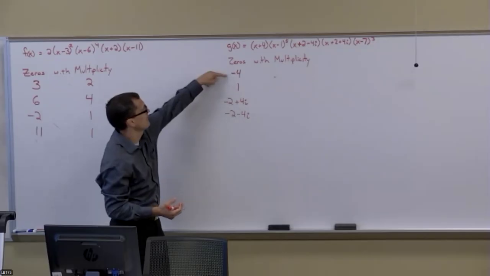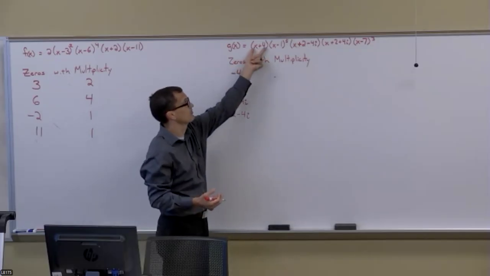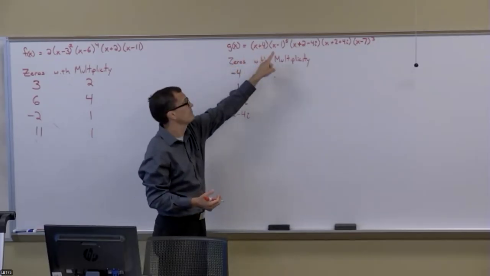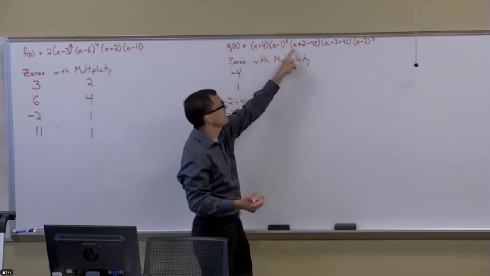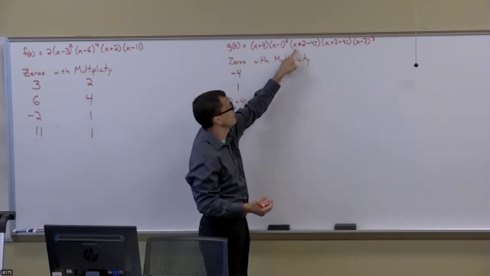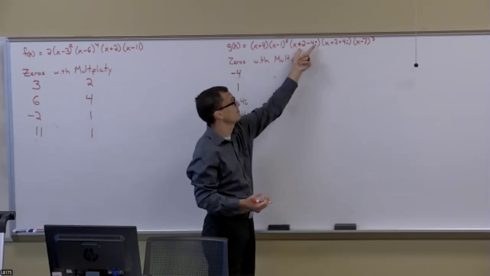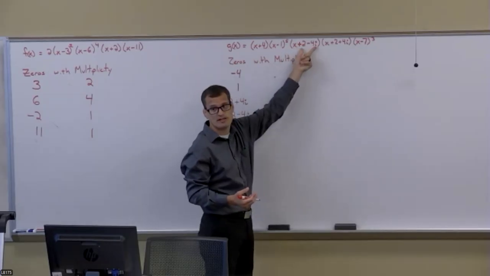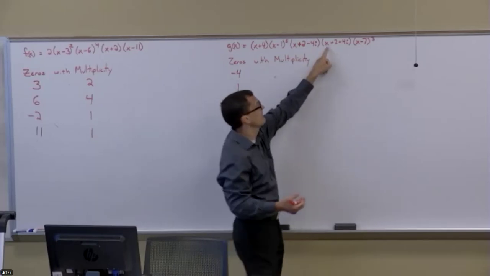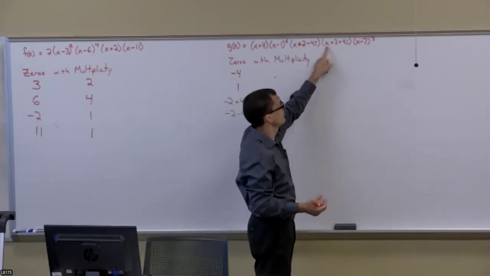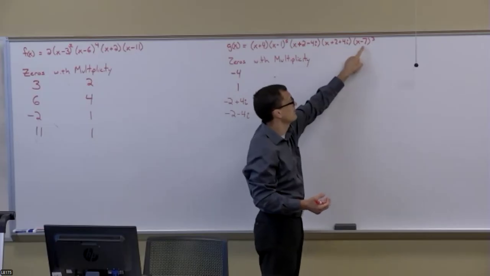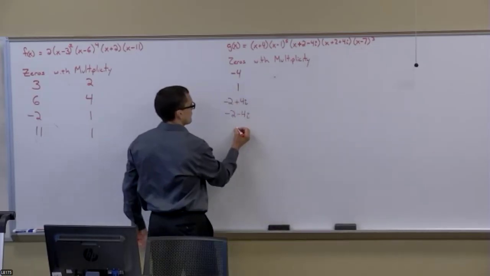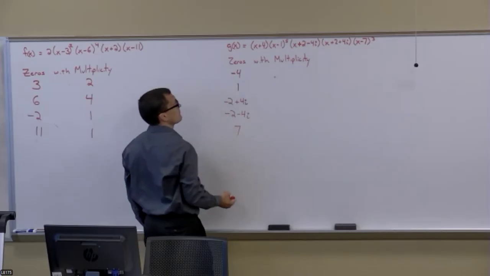If you plug in a -4 for x, it produces 0 there. If you plug in a 1 for x, it produces 0. Here, you'd have to plug in -2 and then a plus 4i so that those terms cancel. Here, you'd have to plug in a -2 minus 4i so that those terms cancel. Here, you'd have to plug in a 7 so that that cancels.